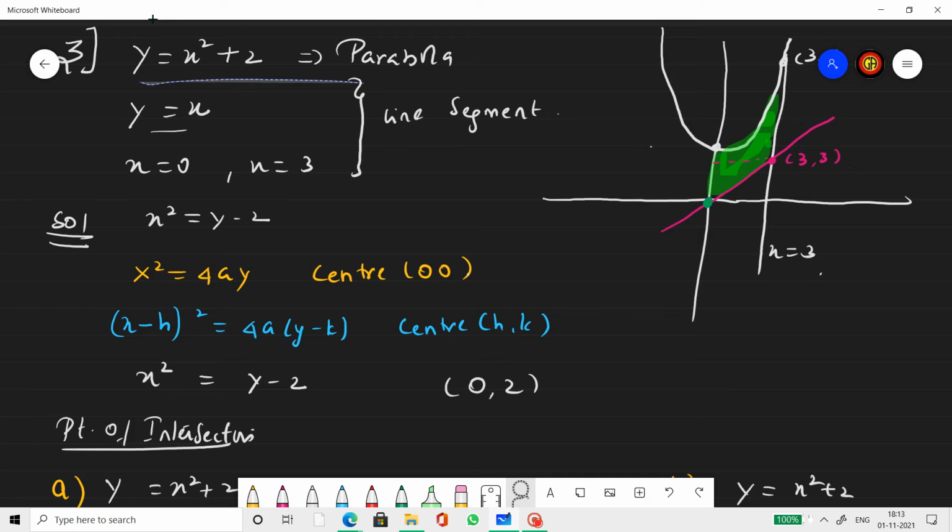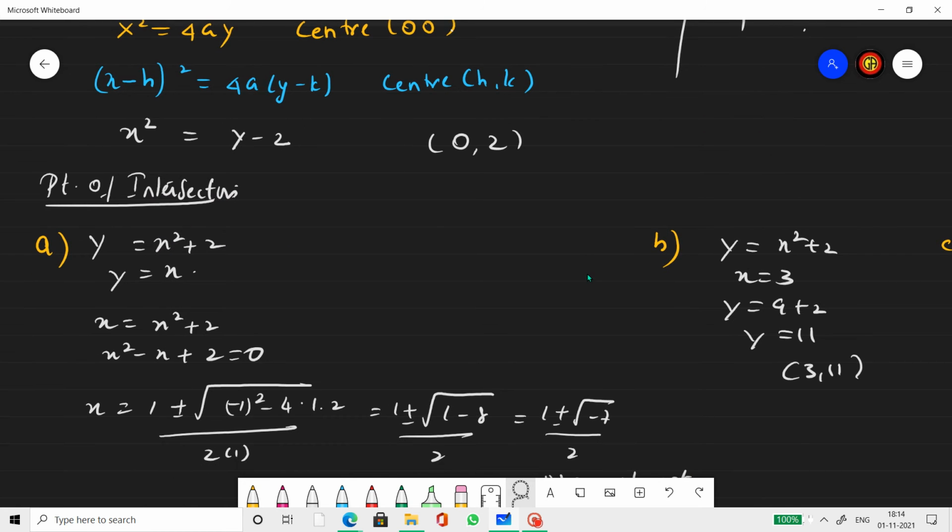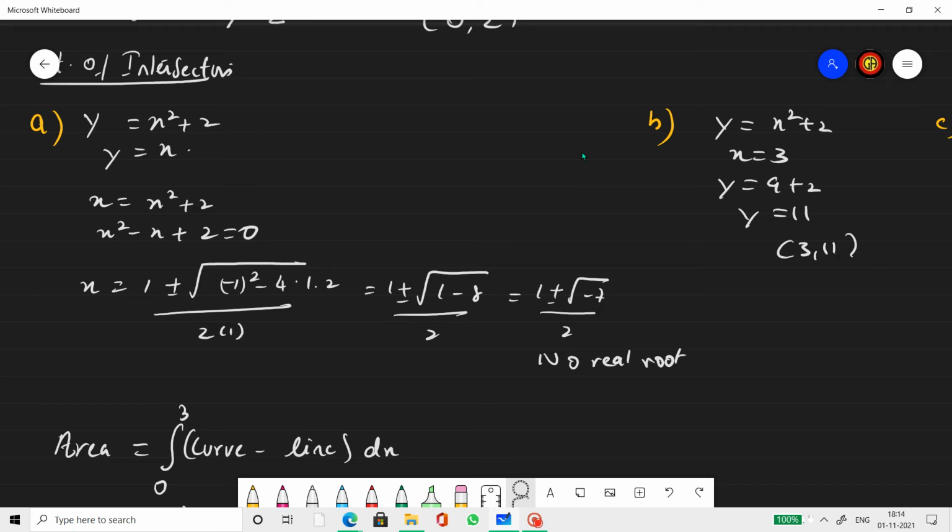Find where the parabola meets the line y equal to x and how the line y equal to x meets the lines x equal to 0 and 3. So for that, let us solve. When the parabola is solved with a line, you get an equation like this. Y is substituted as x. So you get x square minus x plus 2 equal to 0. When you apply the quadratic formula, you end up getting root of minus 7, which means no real root exists for this. Hence, these two things will never meet. The curve and the line are not meeting here.